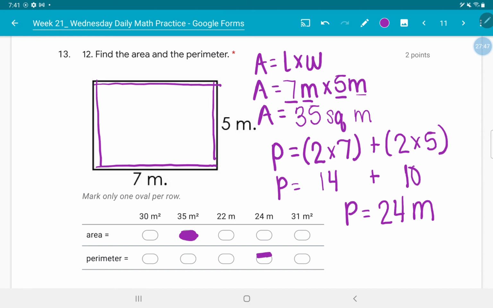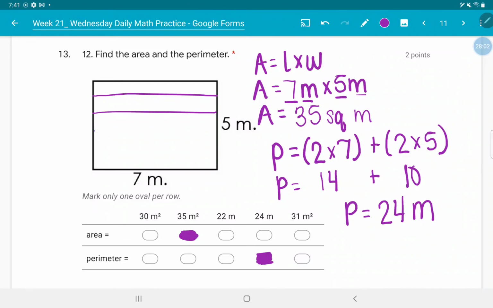This time I'm just measuring the line, the edge around. So my unit is still in meters, not square meters. Because remember, in area, we're actually measuring the number of squares that are inside.